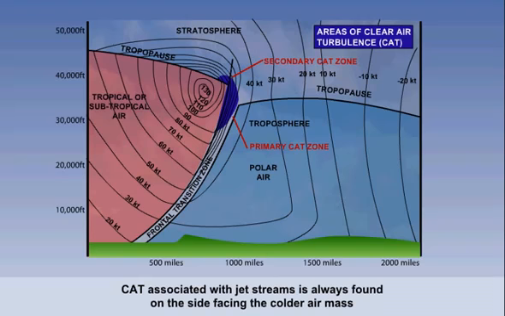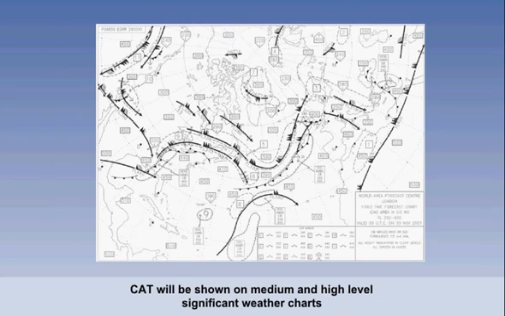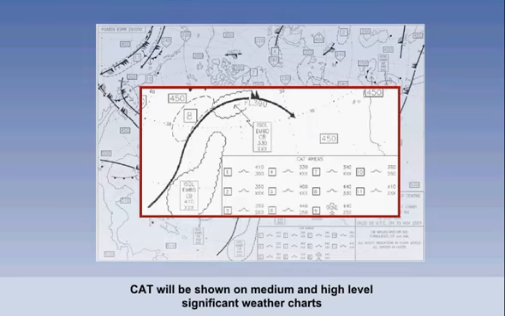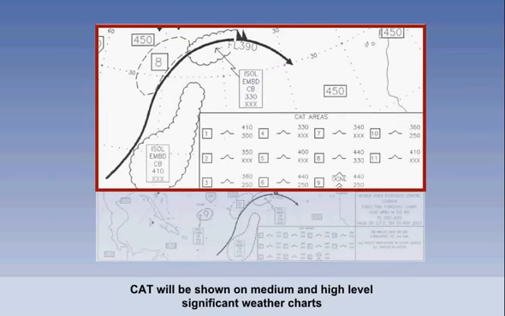These areas are very important to aircraft operating at high altitudes, and as such are shown on significant weather charts issued to aircraft operators. This is an example of a chart showing a CAT area surrounding a jet stream. These charts will be discussed and examined later in the weather briefing section, under medium and high-level significant weather charts.